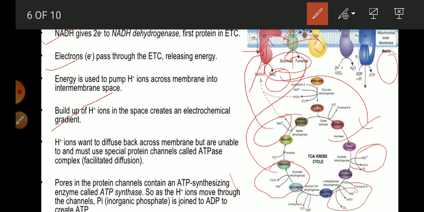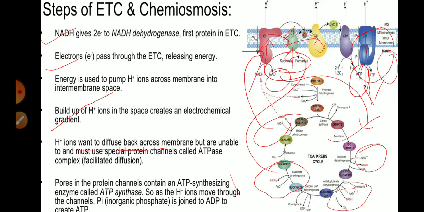These proton ions want to diffuse back across the membrane, but they are unable to do so directly. So they use ATP synthase, or the ATPase complex, by facilitated diffusion, and protons move inside. Energy is released from that, and this energy is utilized to phosphorylate ADP into ATP, the highly energized molecule which we actually want at the end of this reaction.